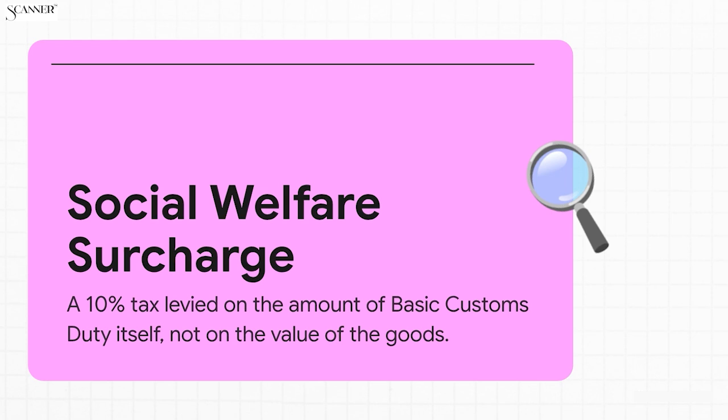Now listen up, because this is the crucial part. This is a tax on the tax. I'll say that again. It's not calculated on the value of your goods. It's calculated on the amount of BCD you just figured out, and it's usually 10% of that BCD.